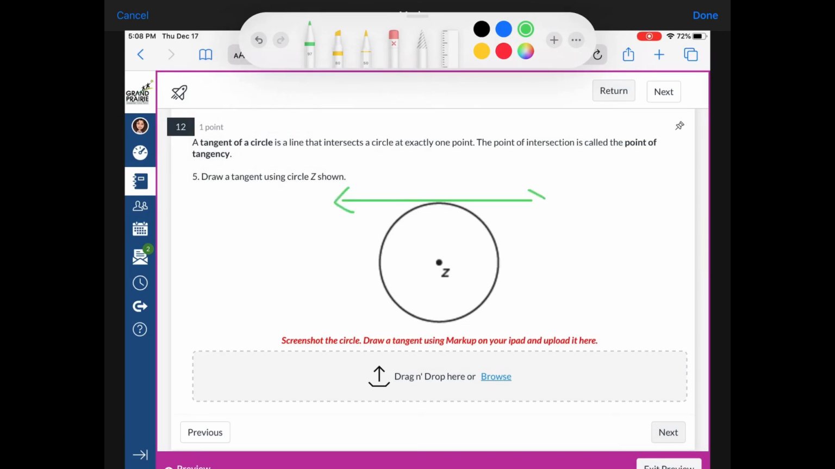And it's a line, so it goes infinitely in both directions, and as you can see, it just touches the circle at that one point. I'm highlighting it, a really big, huge point, just to show you that point is the point of tangency, right? And the tangent of a circle is the actual line.